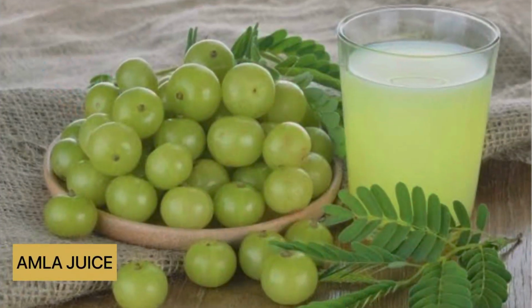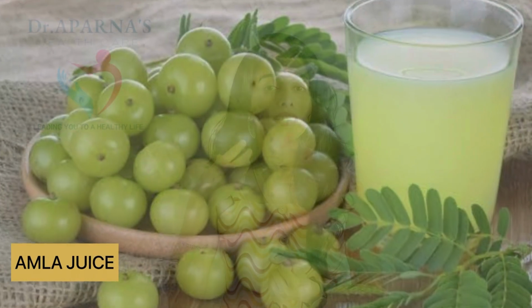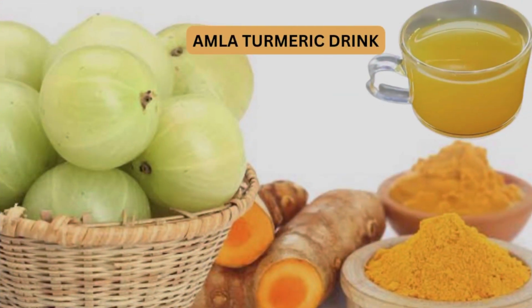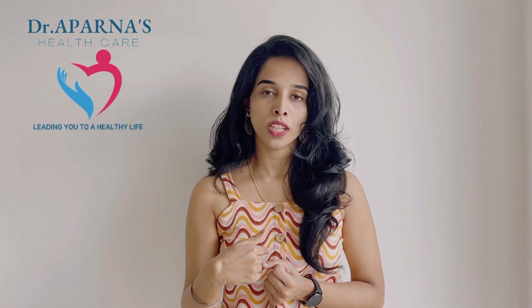Another home remedy that you can try is amla juice, that is a juice of gooseberry, can be taken daily. So 2 or 3 amla juice can be taken every day, or instead in 1 glass of lukewarm water you can add 1 teaspoon of amla powder and 1 teaspoon of turmeric, and this can be taken daily, and this drink can be taken 1 hour after waking up in the morning.